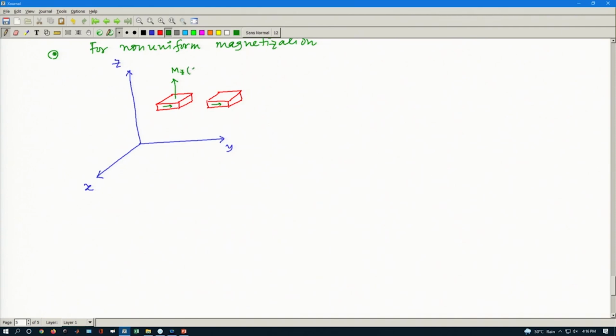So, at a particular y it is one value, and since it is non-uniform, at another y, say I have this value, this is also a z component of the magnetization, but this is a different y. So, I write this as y plus some small distance dy, where this distance from here to here is dy, because this is along the y direction, and this length is say dz.